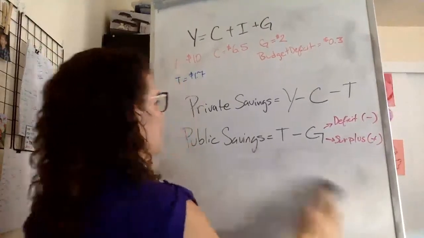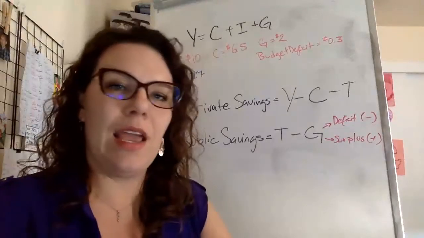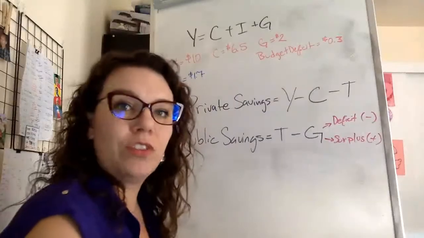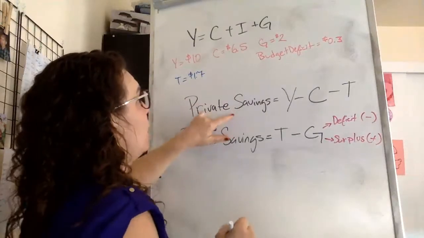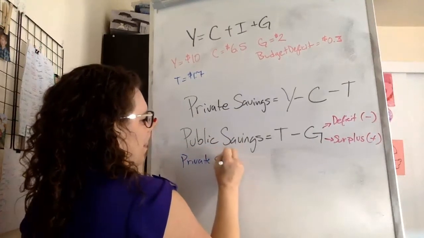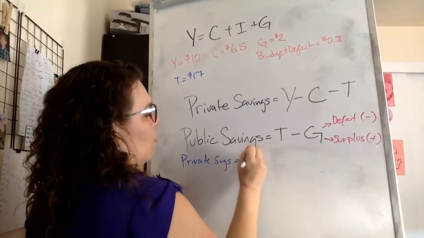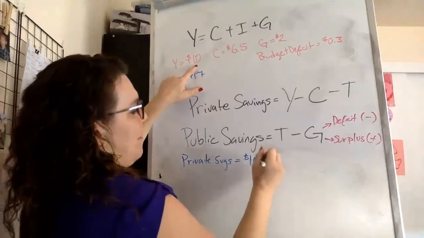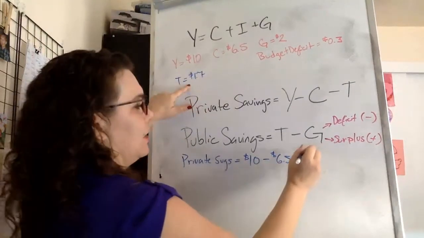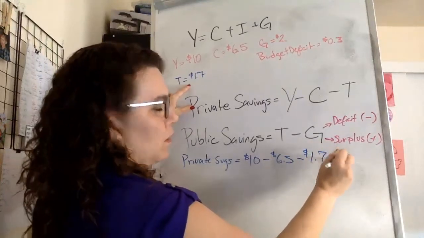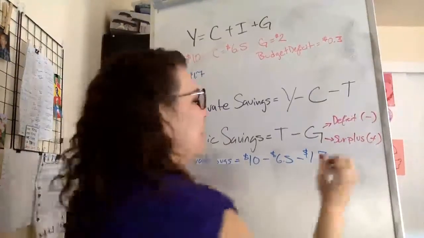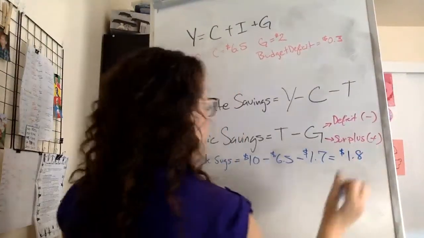Now we want to solve for private savings, public savings, and national savings. So let's go point by point. And these are simple calculations. Private savings, or household savings, is going to be equal to Y minus C minus taxes. So that gives us our value for private savings. Household savings is going to be equal to 1.8.